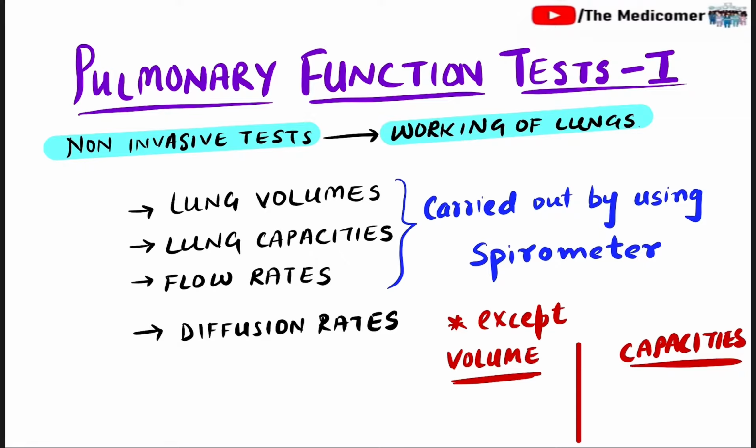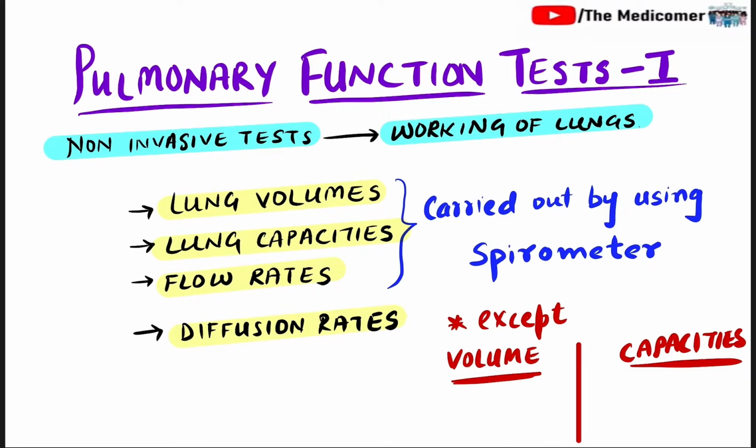Now in these pulmonary function tests, what are the things that we actually measure? We measure lung volumes, lung capacities, flow rates, and diffusion rates. These are the things that we look for while performing pulmonary function tests.